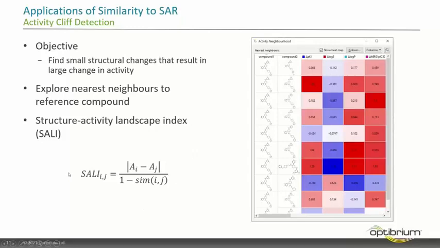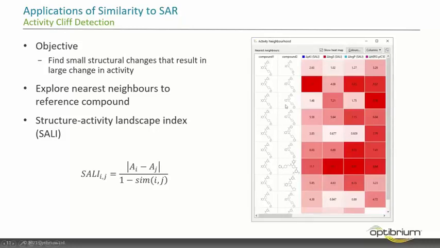A variation on this is the so-called Structure Activity Landscape Index, or SALI. This weights the change in property, so the absolute difference in the property, by that similarity. And so again, here you can see highlighted in red those biggest changes in property for the smallest change in structure.